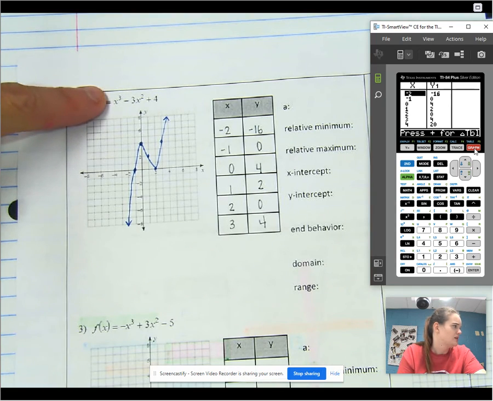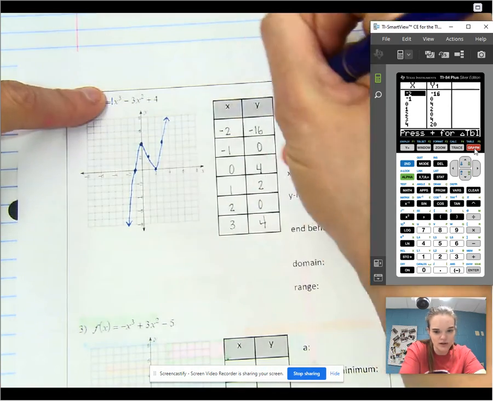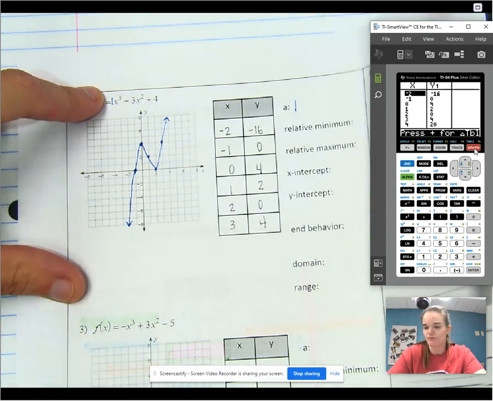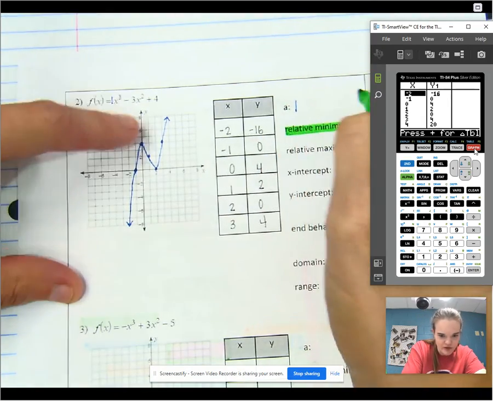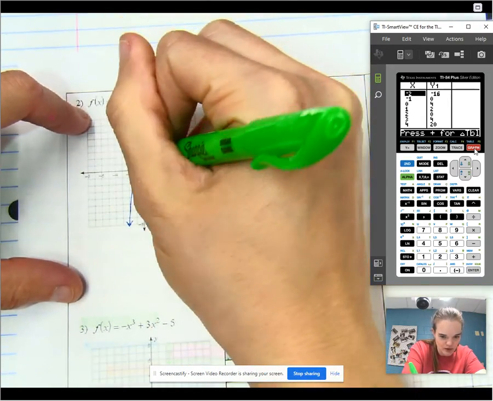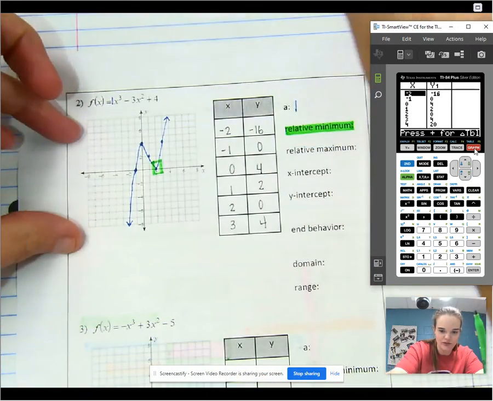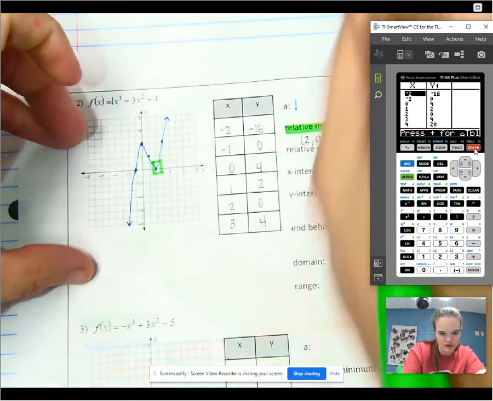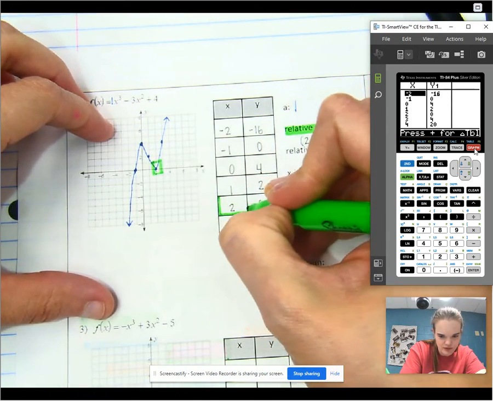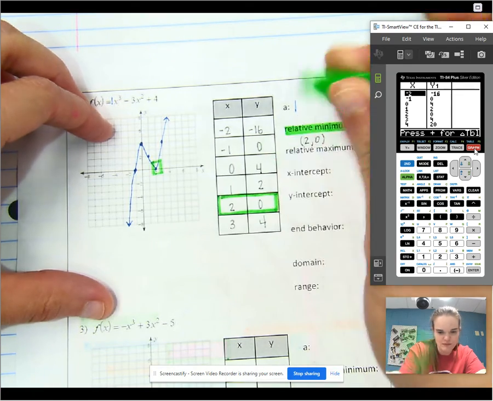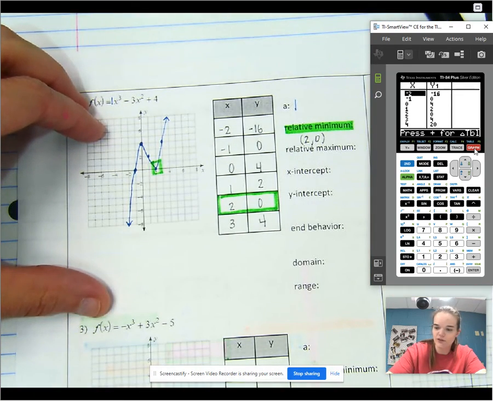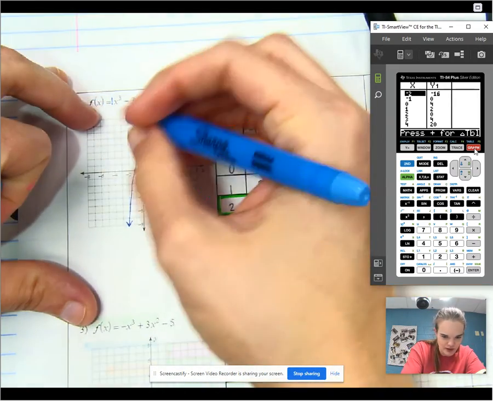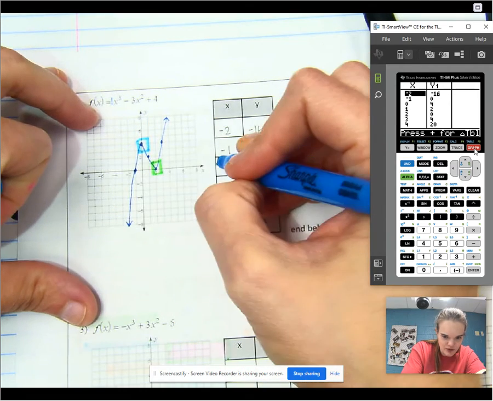All right, a. There's no number here, so it's understood 1. Relative minimum. It's either this one or this one, and I need the smaller one, the one that's lower. So that one is 2, 0. Came from right here, 2, 0. Relative maximum has got to be the other one, the other turning point. And that one is 0, 4.